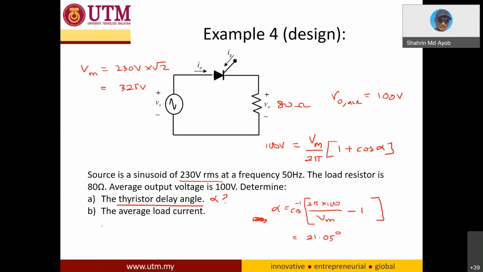And the average load current is simply V out average over R. V out average has been given as 100 volts, the resistor is 80 ohm, so this one is 1.25 amperes.